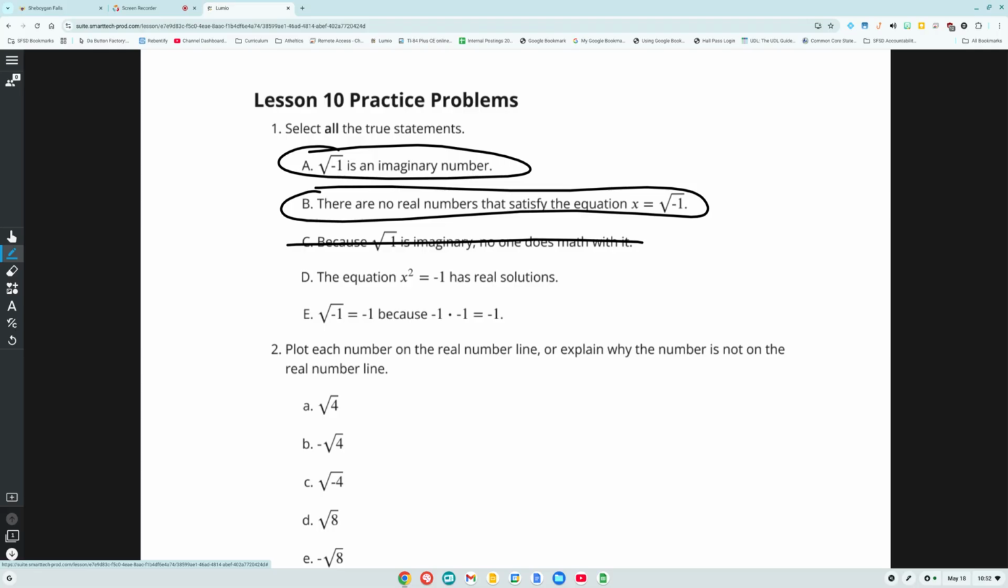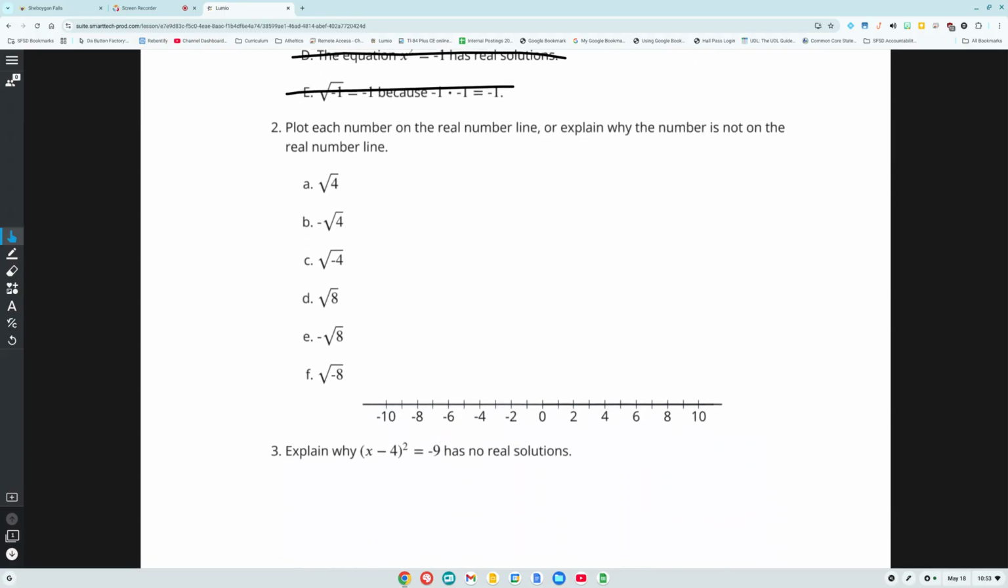D says the equation x squared equals -1 has real solutions. Well, that's not true as far as square root both sides. How we get the square root of -1. And E says the square root of -1 is equal to -1 because -1 times -1 is equal to -1. Well, there's a whole bunch of bad statements in there. -1 times -1 is not -1. -1 times -1 is +1. So, question 1, we should have A and B circled.